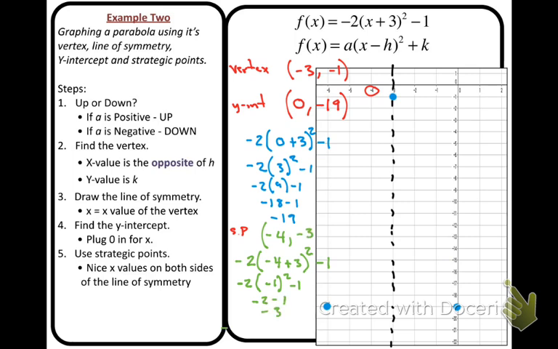So negative 4, negative 3 is where my strategic point is. So negative 4, negative 3. And we're going to reflect that to the other side as well. And that gives us the 5 points that we need to draw our parabola. And I tried to make it look nice, but completely failed.